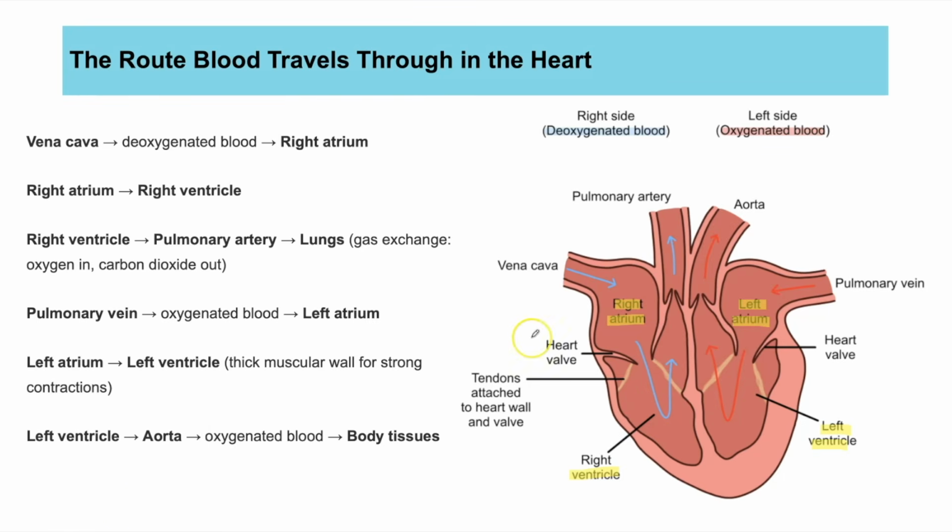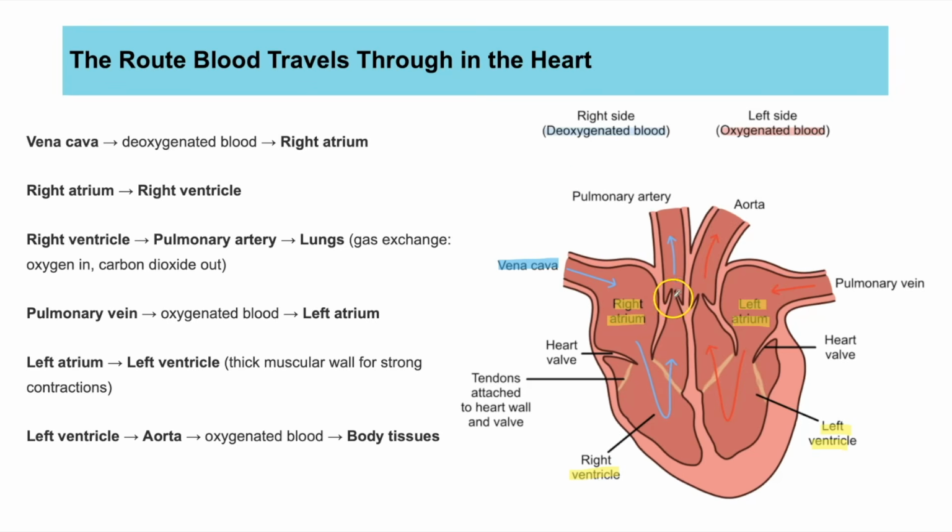You also need to know the 4 blood vessels that are attached to those 4 chambers. So the right atrium, the blood vessel attached to it is known as the vena cava. Now this is Latin. Vena means vein, cava means body. So the vena cava is the blood vessel carrying blood from the rest of the body into the right atrium.